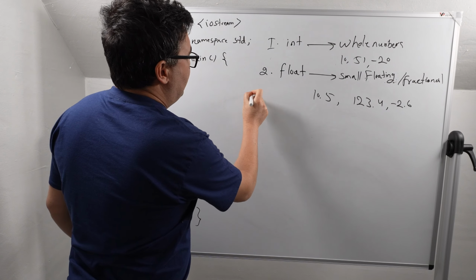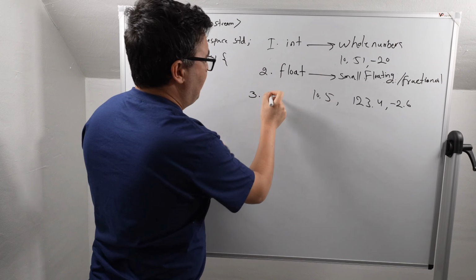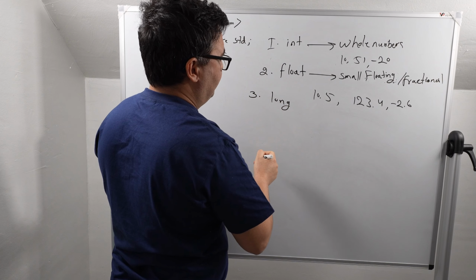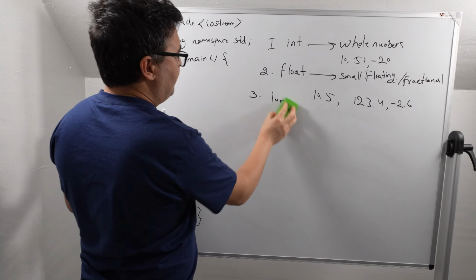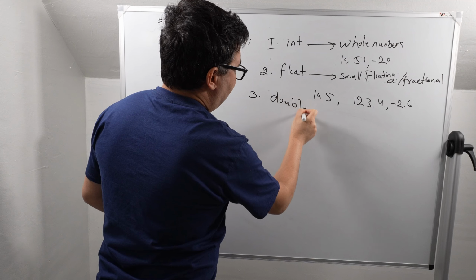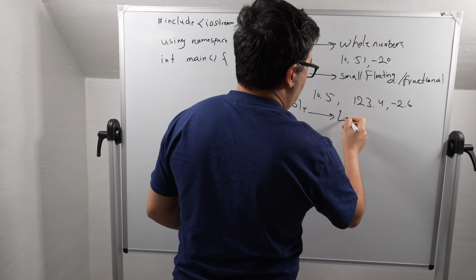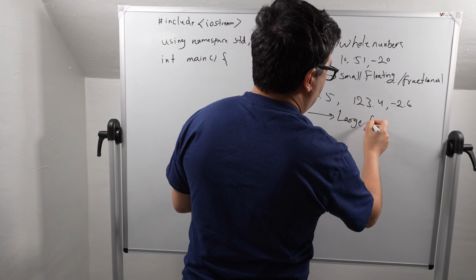The third data type we have is integer, float, then we have long. Oh, I'm sorry, it's double. The double data type is used to store large floating point numbers.